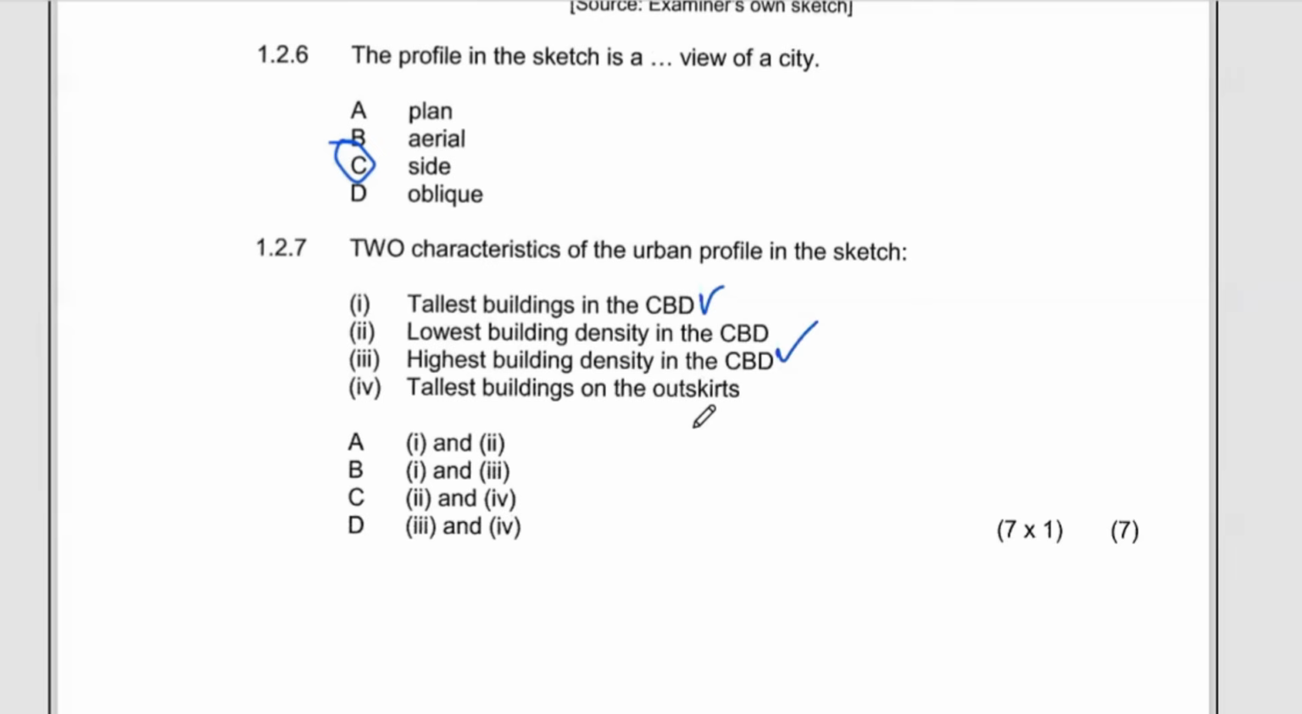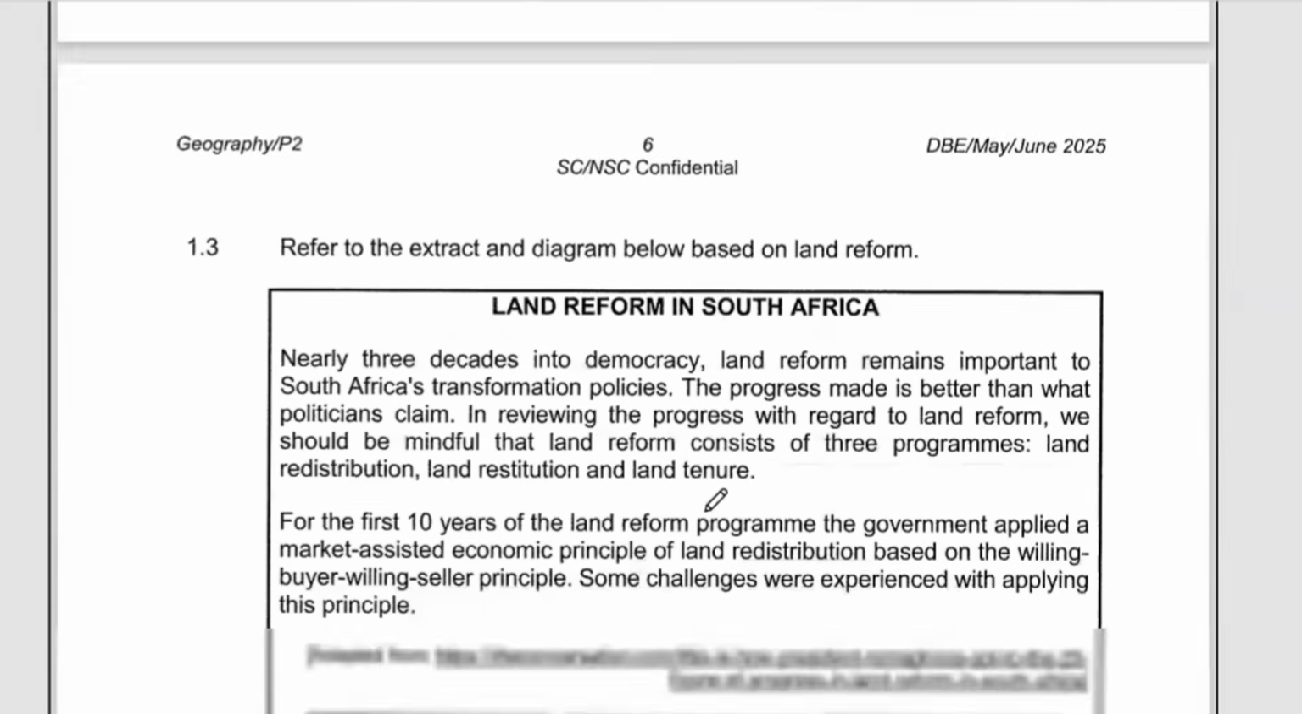When we're looking at density of buildings, we are looking at how the buildings are spaced. In the CBD, because of limited space, the buildings tend to be close to each other, and also because of high land values, we tend to maximize the usage of space in the CBD. So it's item 1 and item 3, which is response B. Right, moving on to the next question.